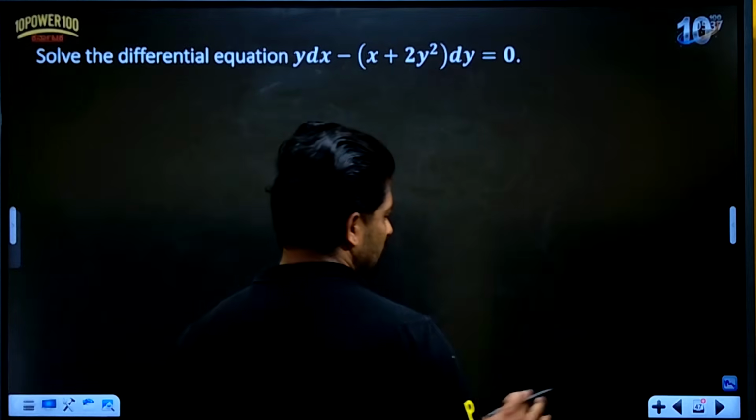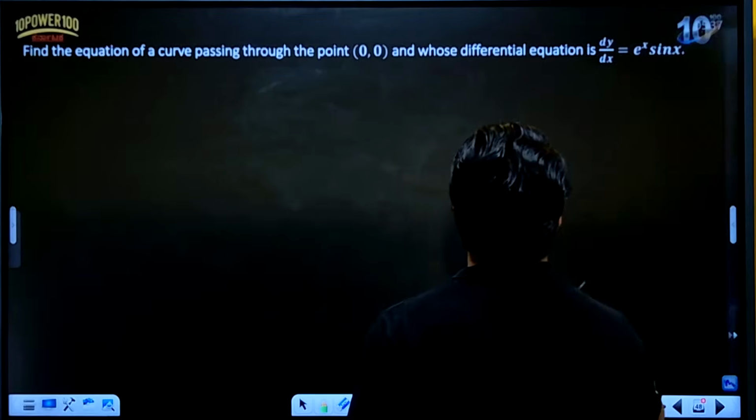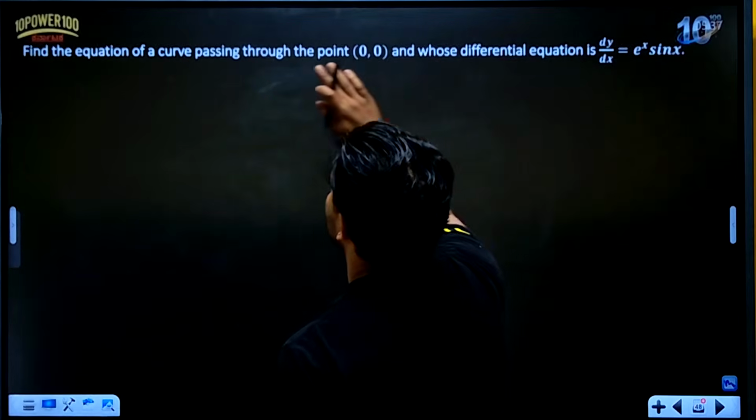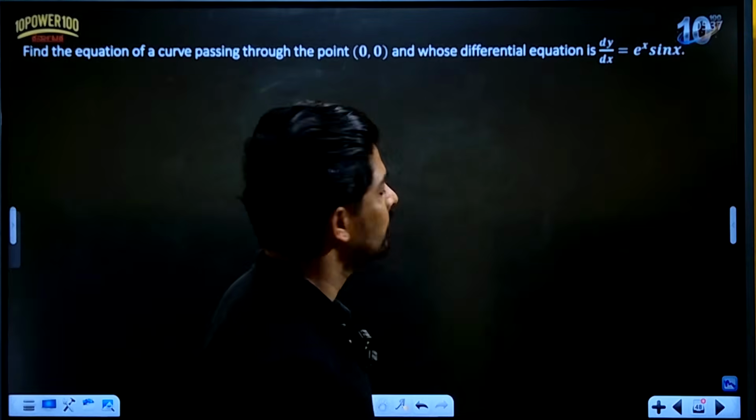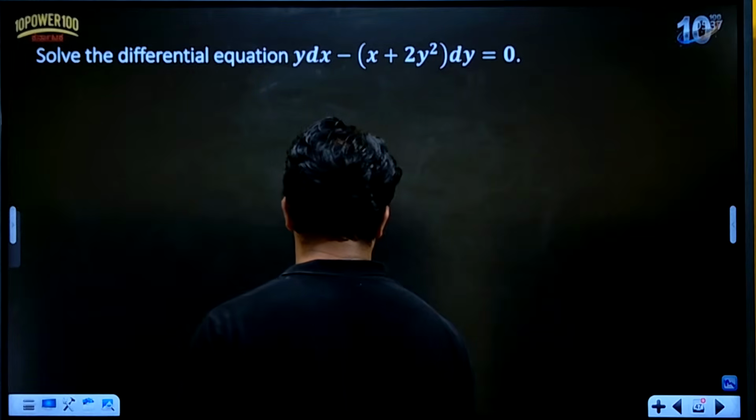So I think there's one more sum after this. So e to the power x sine x. So find the equation of the line passing through. It's actually okay, I'll do that. I'll do it. Right.